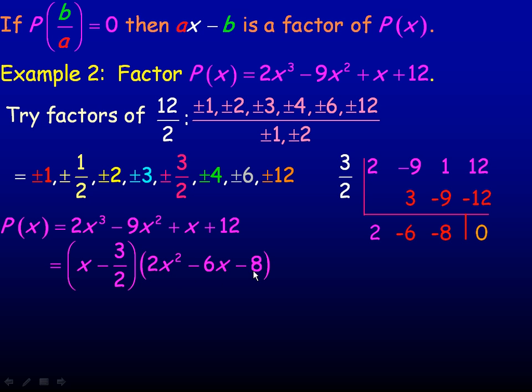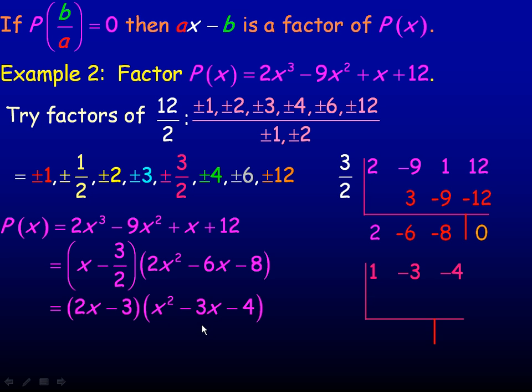Notice there's a common factor of 2 in this trinomial. So we factor the 2 out of there and multiply that 2 by the x minus 3/2. Multiplying the 2 by the x gives us 2x, and multiplying the 2 by the 3/2, the 2's divide out and you're left with a -3. And so we have x squared minus 3x minus 4. Now we still have this trinomial to factor. We could just say, what adds to -3 and multiplies to -4, or you could use synthetic division with the 1, -3, -4.